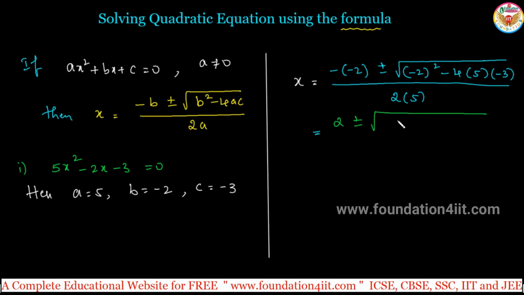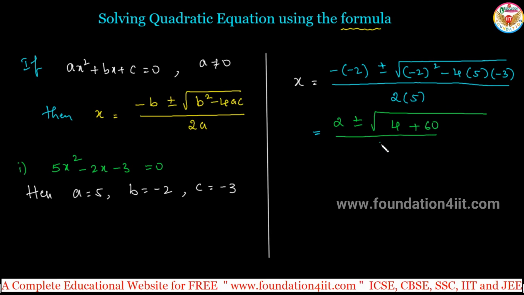So that is 4. Minus 2 into minus 2, no, plus 4. Again minus 2 minus plus 4 5 is 20 into 3. So 60. Divided by 2 into 5 is 10. So finally 2 plus or minus under root 4 plus 60.